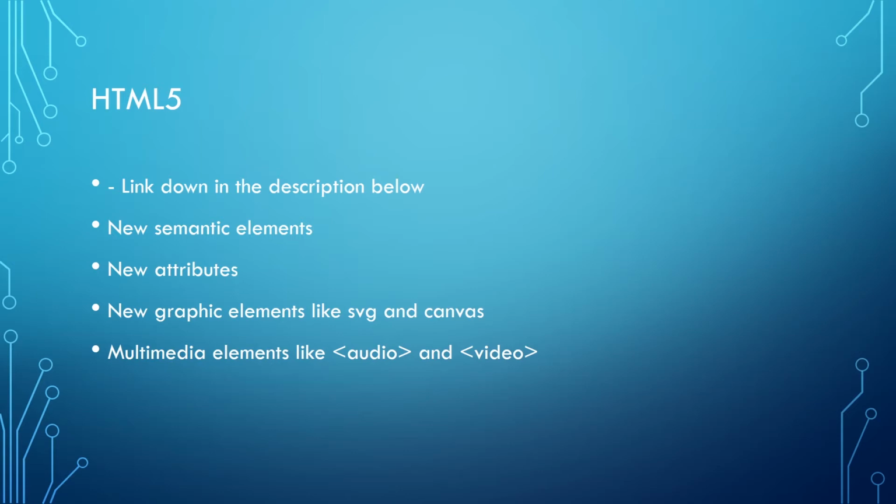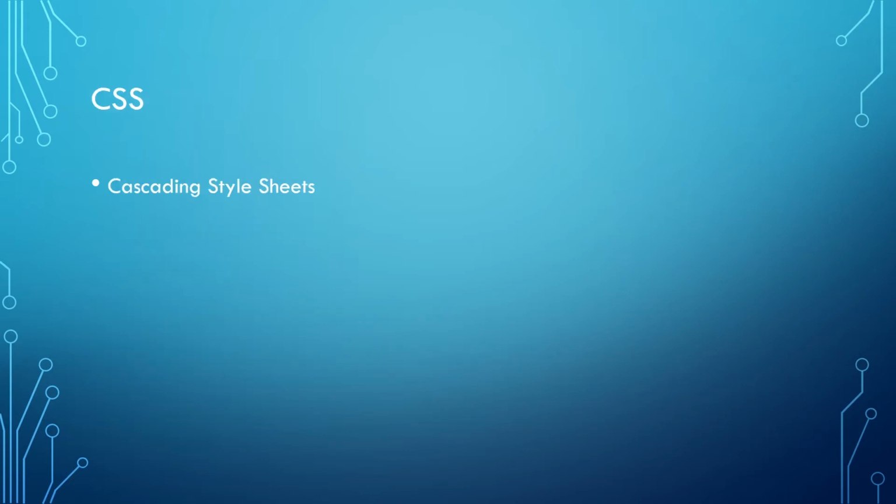Then we have the new graphic elements like SVG and canvas. They're nothing but HTML graphics. The canvas element is used to draw graphics on the web page. And then you have some multimedia elements like audio and video. You need not depend on any other APIs to play videos on your website. That is with HTML5. You need not complicate yourself. You could just move on next to CSS.